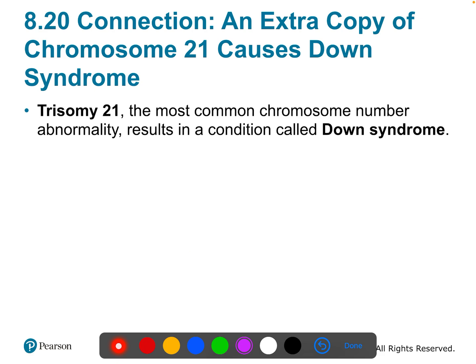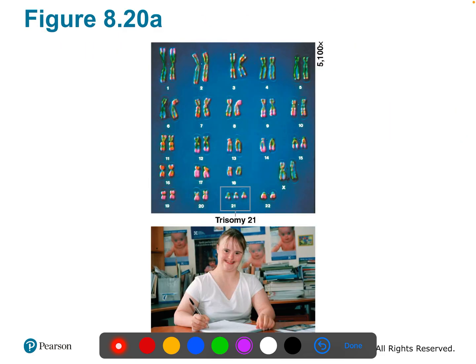Now, sometimes you have issues where there might be too much genetic information or too little. An example is trisomy 21. This is an issue with the 21st chromosome pair, the homologous pair there. It's sometimes referred to as Down syndrome, which I'm sure most of you have heard of before. This is what it would look like under a karyotype. Look at the 21st pair here. It's called trisomy because there are 3 chromosomes there where there's supposed to be 2.